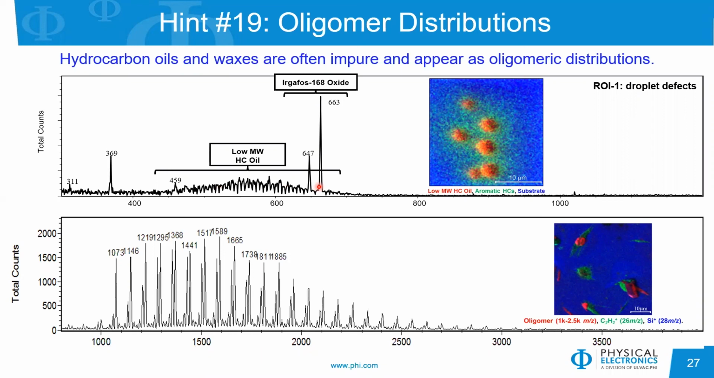But I can assure you that if you're seeing a very broad distribution of ions, it is more than likely an oligomeric distribution from some oil or wax that's on the surface. This is not uncommon depending on the type of sample that you're looking at, so don't be alarmed if you see such a feature in your mass spectrum. And you can even see these with quite high molecular weight polymers, and you'll see several repeat units of these types of oligomeric distributions as you go up in mass-to-charge ratio.